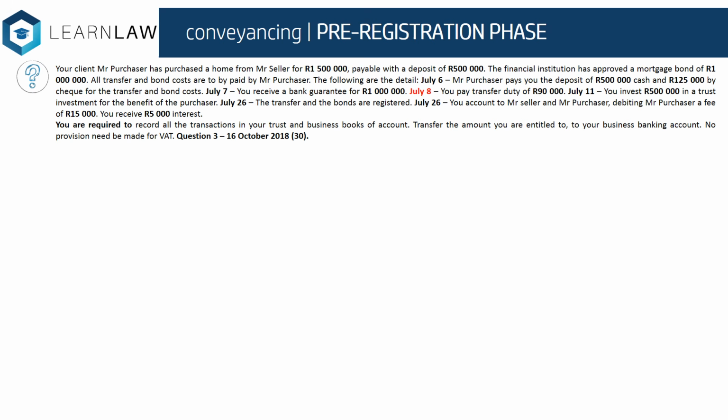On 8 July, you make payment of the transfer duty in the amount of 90,000 rand. Who must pay the transfer duty? The purchaser, as it forms part of the transfer costs. Are we holding monies in respect of the transfer cost? Yes, we do, but we have a problem. The amount of 125,000 rand was paid by cheque on 6 July. It takes 10 days for a cheque to clear, therefore the amount will only be available in 10 days' time.